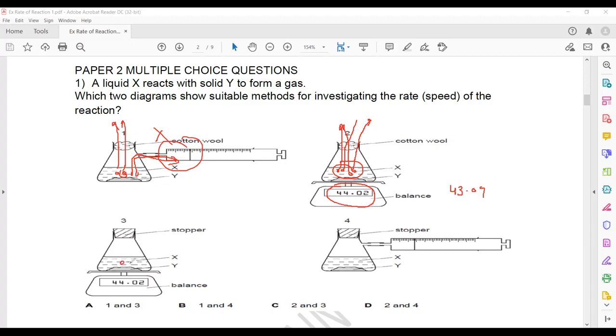This one, what happened? When the gas is given off, that gas cannot escape as there's a stopper. So mass will not change. And in this one, why is it suitable? When the gas is given off, the gas particles will move into the gas syringe, so we can measure the change in the volume divided by time to measure the rate or speed of reaction.